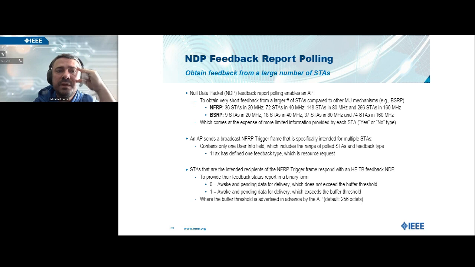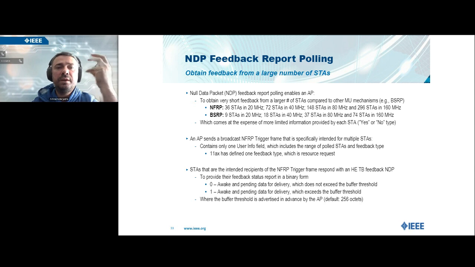However, it comes at the expense that now you do not have the full information of the buffer status of the station, but you only have information of the type yes or no. For example, hey, do you have more than 256 octets in your buffer or not? And the station responds yes or no. And then that information is, of course, going to be used by the access point to allocate your subsequent uplink MU exchanges.